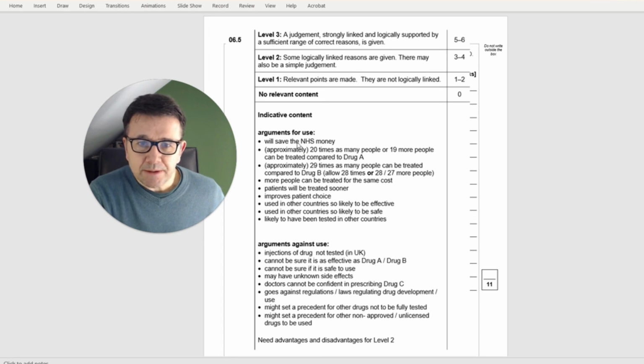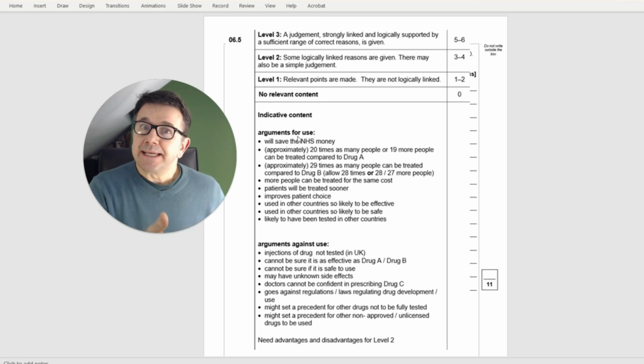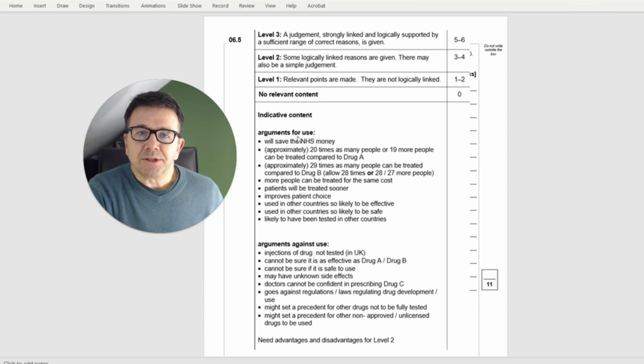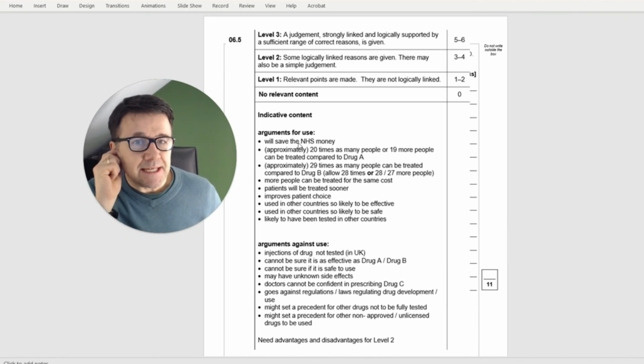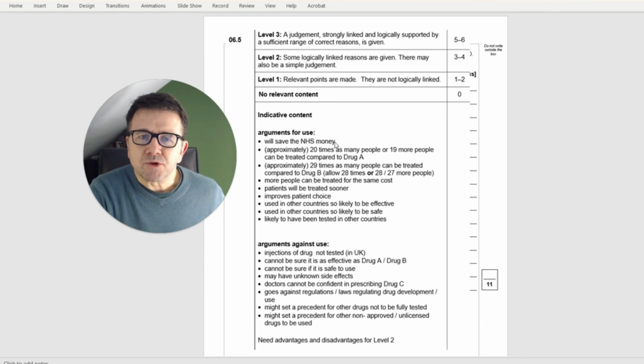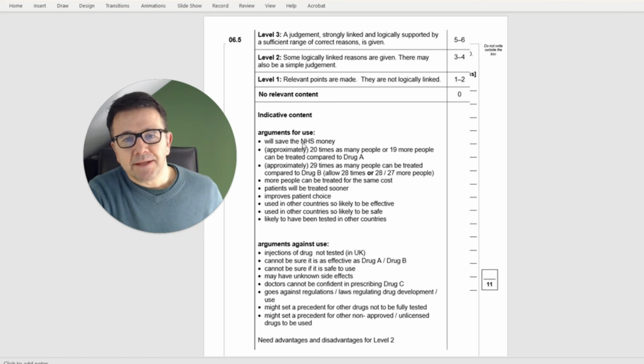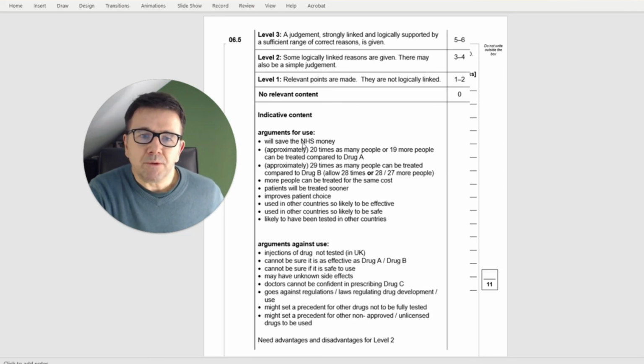Okay, so let's talk about the arguments for use. Now, again, you can use some of the information they've given you in the stem of the question, but you can't just copy down that information. You've got to do something with that information. So things like, the first thing is, I think most of you don't realise that drugs are bought, if it's for medical use, most drugs, they're not bought privately by people, they're bought by the NHS. So the NHS buys the drugs and then they're prescribed through your GP or hospital. So it will save the NHS money for drug C.